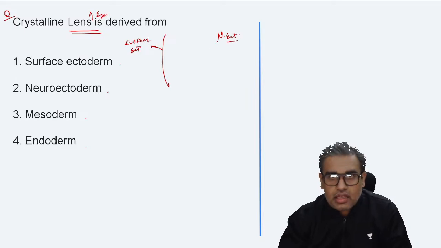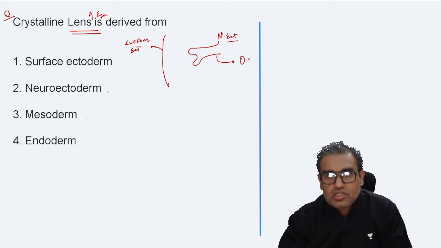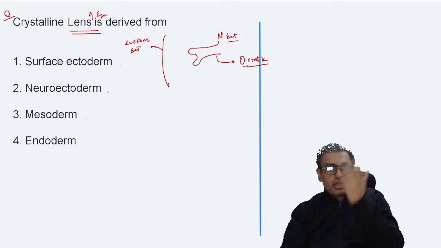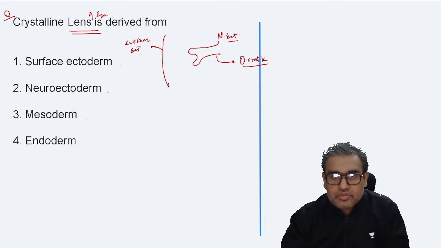Okay? It gives off a diverticulum over here which will form the cupping and all. That is the optic stalk. वो बनती है optic stalk. It forms the optic nerve, the retina and all that. The surface ectoderm forms a vesicle inside. And that will detach and that is going to form the lens.